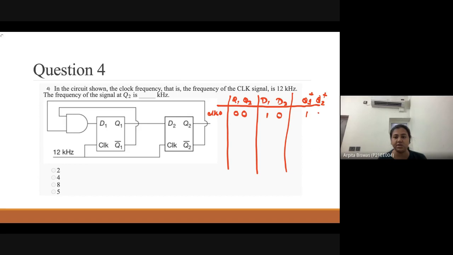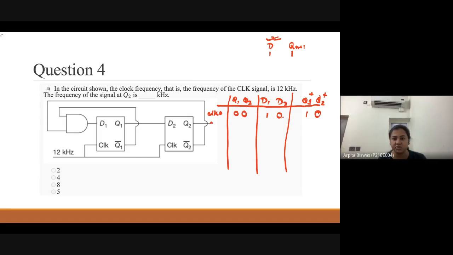For the D flip-flop, if D1 is 1, then the next level Q2 plus is 1. What is the value for the D flip-flop? It is also 1, yes. You can also recheck it. So if D2 is 0, in that case Q2 next will be 0. Yes, it will be the same.